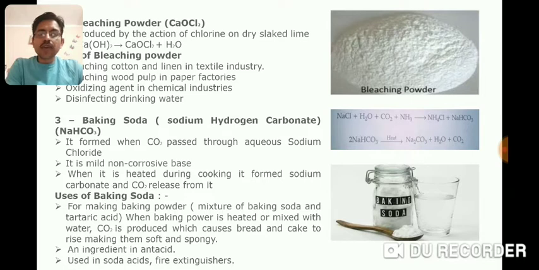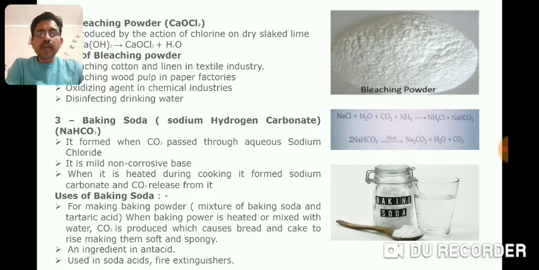Next salt we have baking soda. Baking soda is chemically sodium hydrogen carbonate or sodium bicarbonate. Its chemical formula is NaHCO3. It is formed by passing carbon dioxide gas through ammoniated brine. It is a mild non-corrosive base which is sparingly soluble in water. When it is heated, this salt produces carbon dioxide gas.